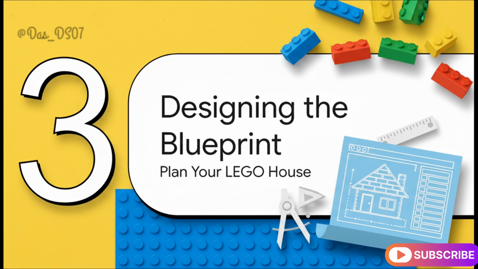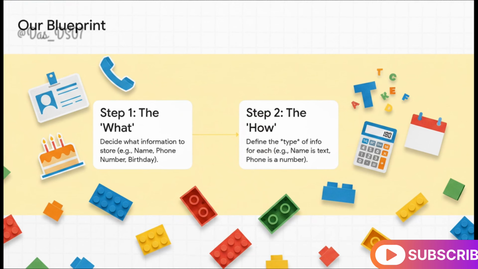Okay, our base plate is ready. Now we can start building our contacts house. But hold on. Any good builder will tell you, you don't just start snapping bricks together randomly. You need a plan, a blueprint. We have to decide exactly what our contact list house is going to look like before we build it. And our blueprint is super simple. It's just 2 steps. Step 1. What information are we even trying to store? Well, to fix our messy phone problem, we definitely want a person's full name, their phone number, and maybe their birthday. Easy enough.